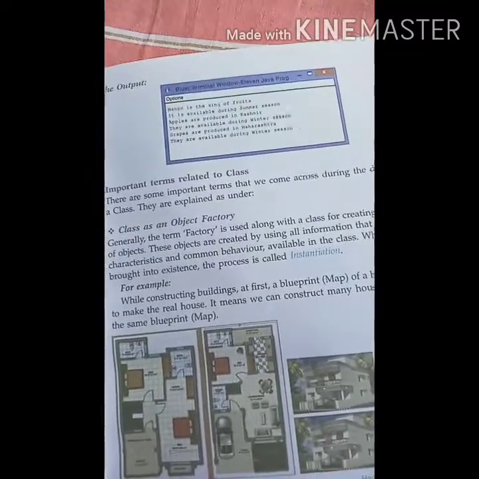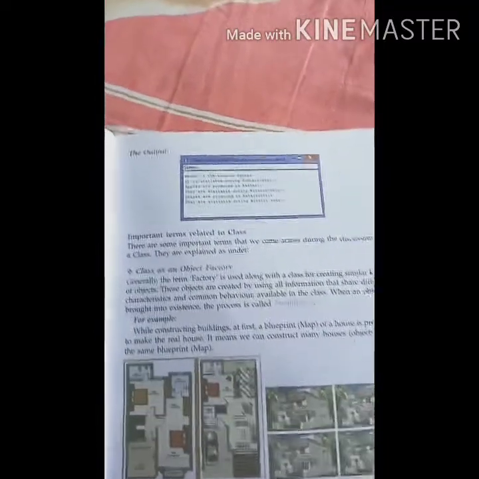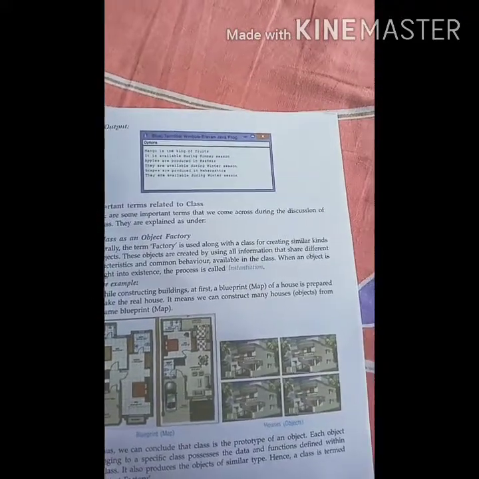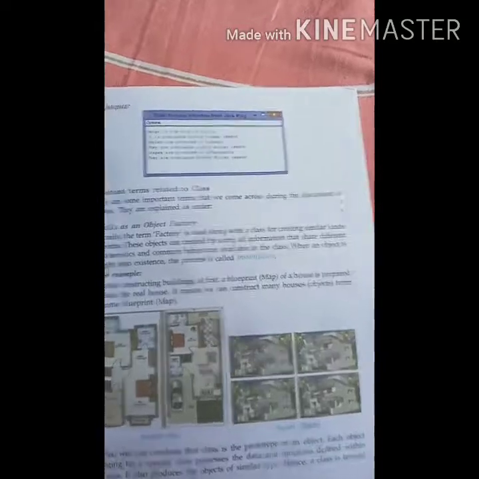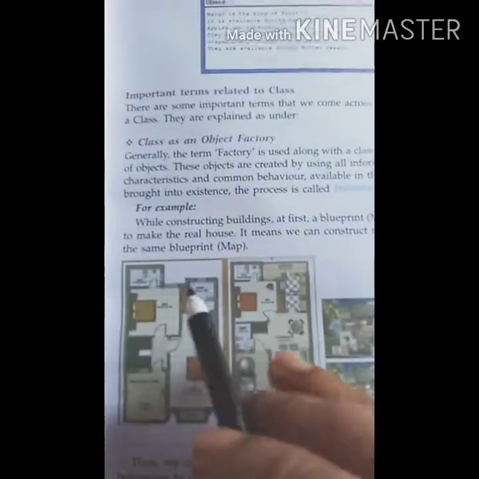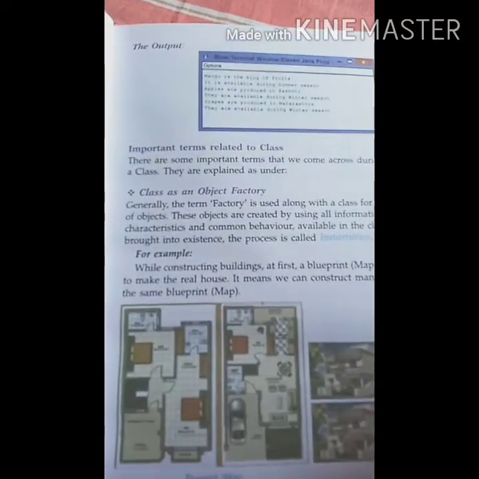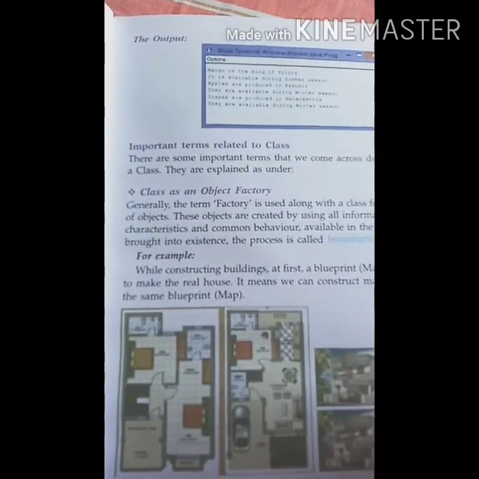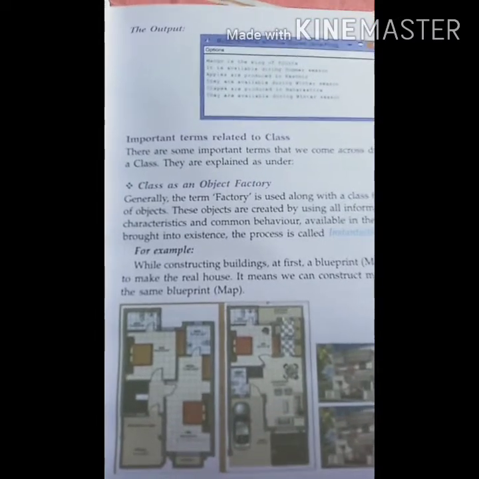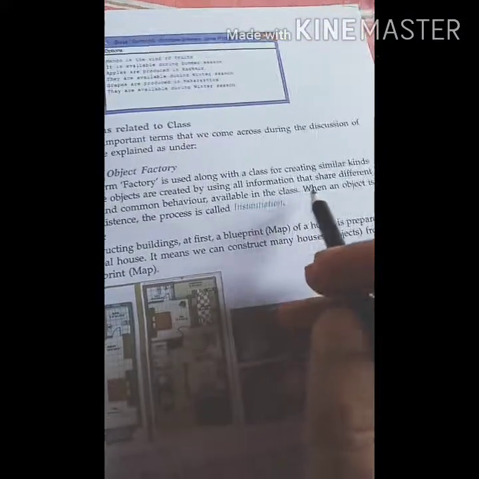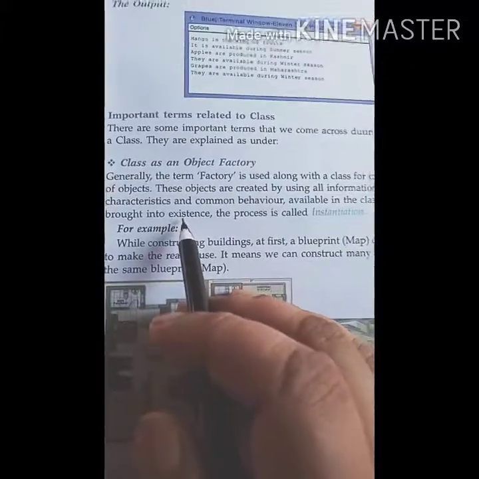Now, important terms related to the class. There are some important terms we come across during the discussion. A class is explained as the object factory. You know factory. We cannot assume a class without an object, and a class is a collection of similar type objects. It is used to create similar kinds of objects.